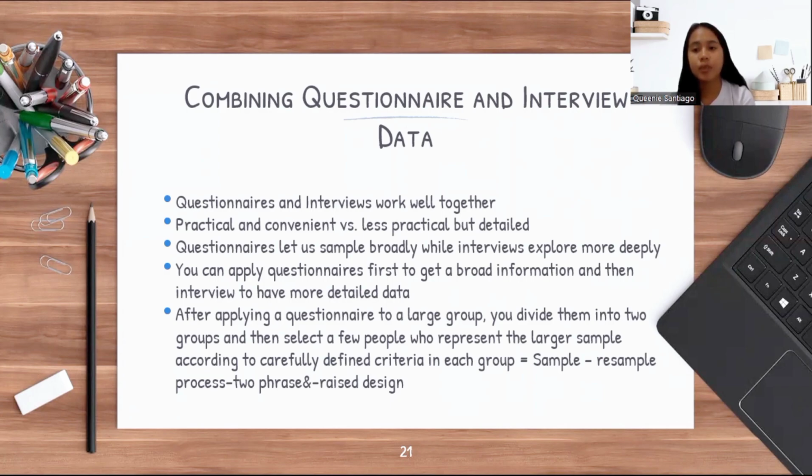After applying a questionnaire to a large group, you divide them into 2 groups and then select a few people who represent the larger sample accordingly. Carefully define criteria in each group.